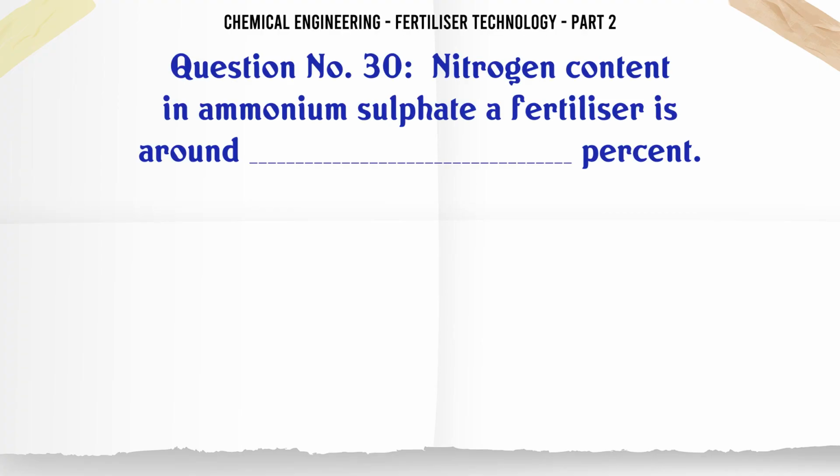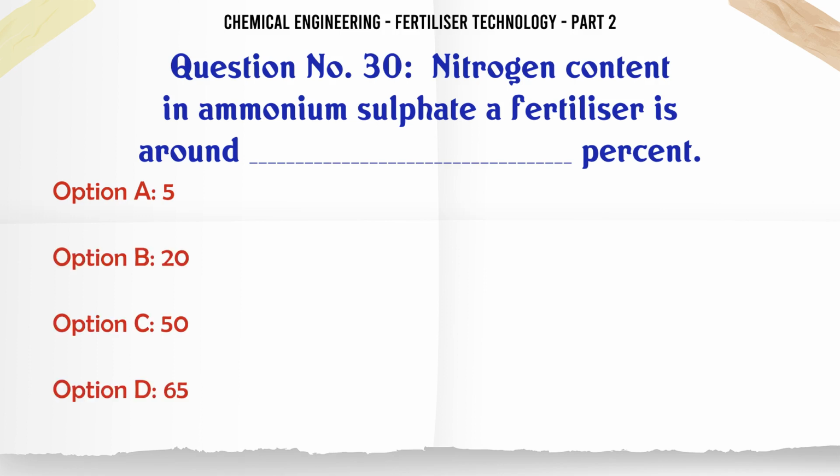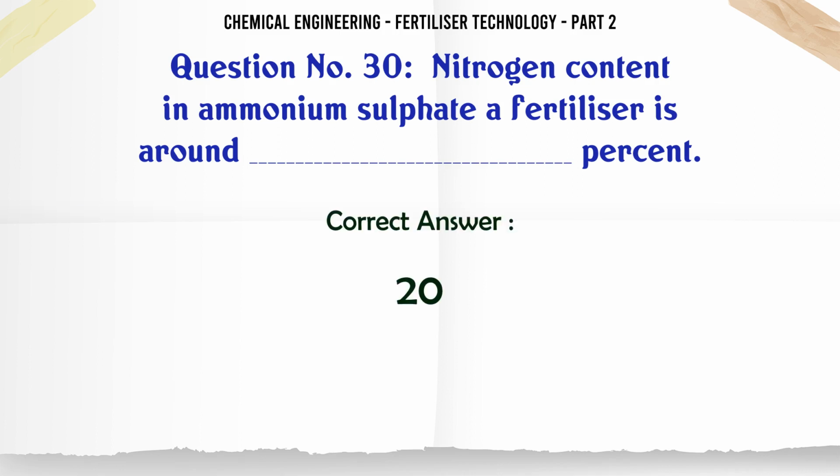Nitrogen content in ammonium sulfate fertilizer is around percent. A. 5. B. 20. C. 50. D. 65. The correct answer is 20.